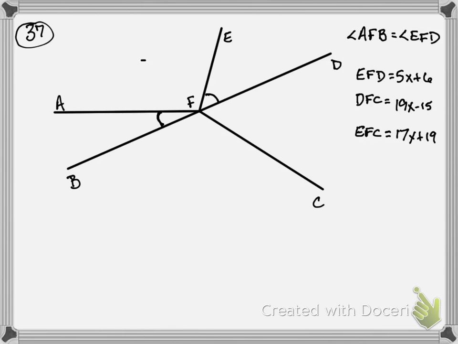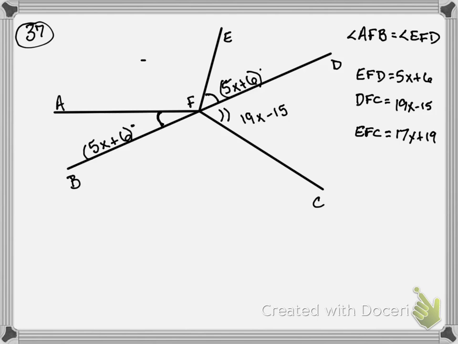All right, so if EFD is 5x plus 6, then this one over here has got to be 5x plus 6, right? So those angles both have got to be 5x plus 6. Okay, it also tells me that DFC is 19x minus 15. So DFC, this angle here, is 19x minus 15.